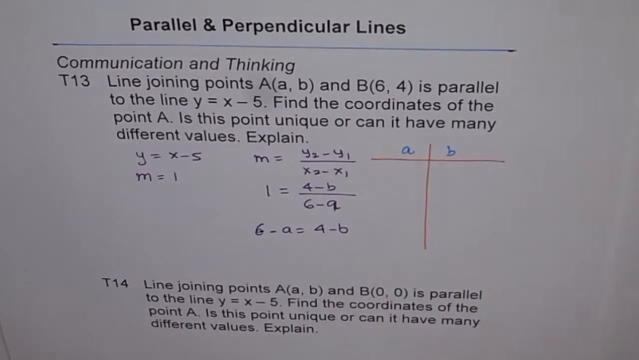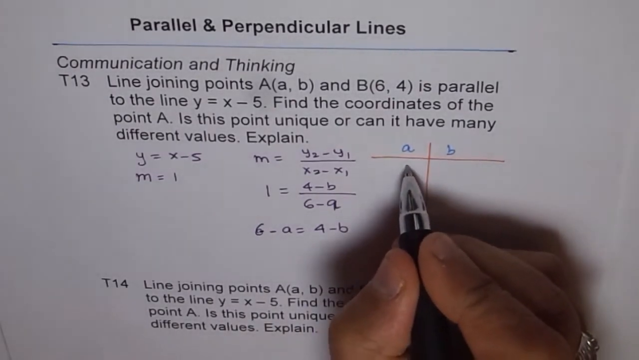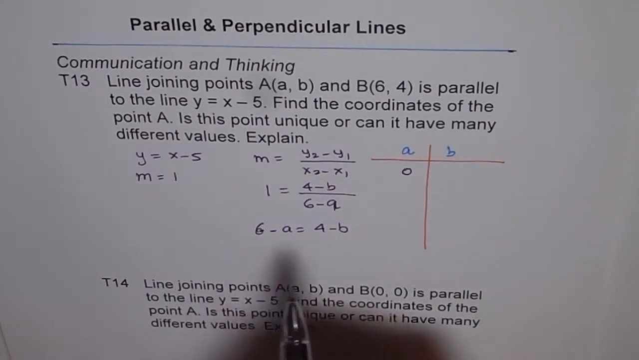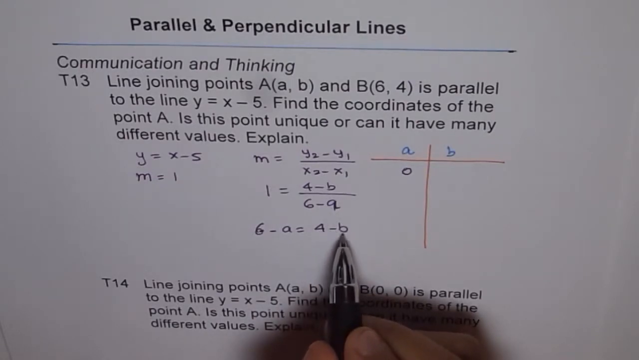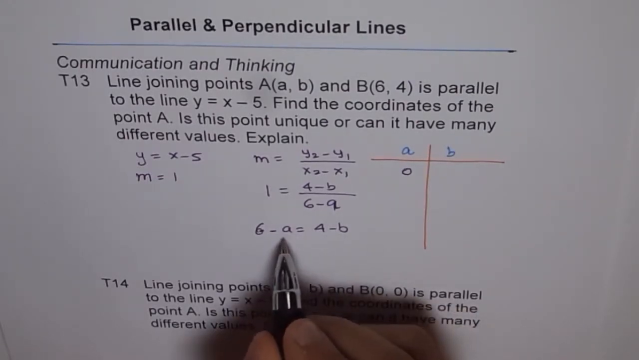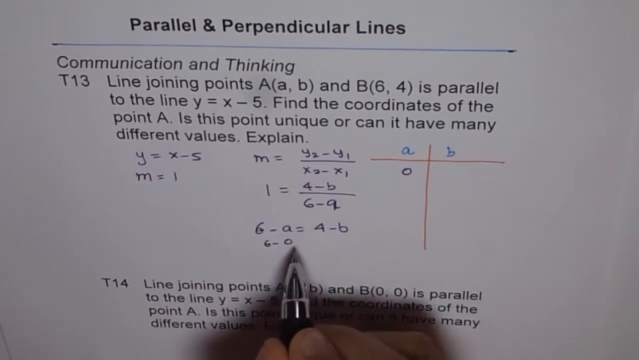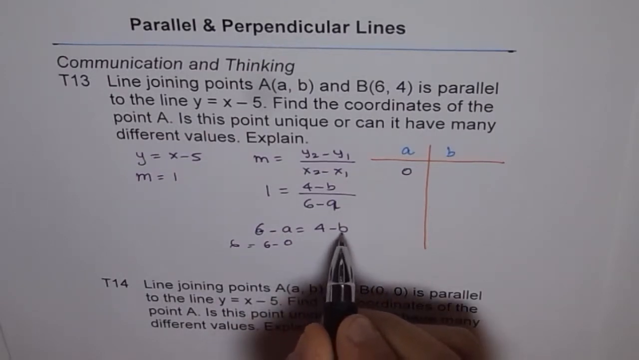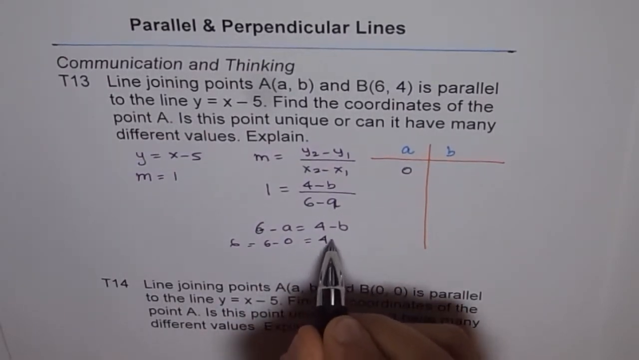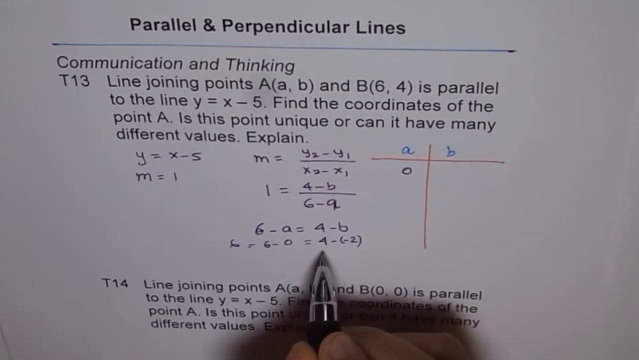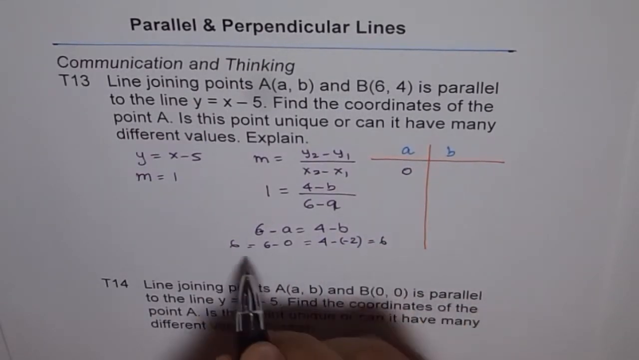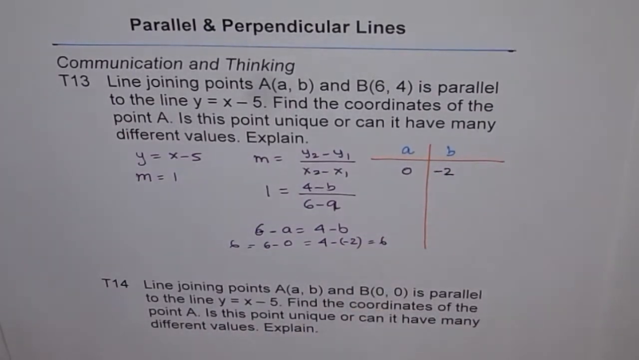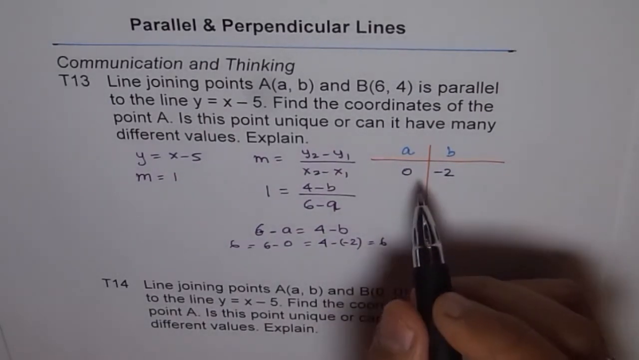So let us say I write a as 0. If I write a as 0, then what do I get here? 6 minus 0 is 6, correct? How will I get 6 from 4 minus b? That is how you have to think, right? Now, what value of b will give me 6? It should be 4 minus of minus 2, right? That will give me 6, correct? So for a equals 0, b should be minus 2. Do you see that? That is how we can get many values of a and b.